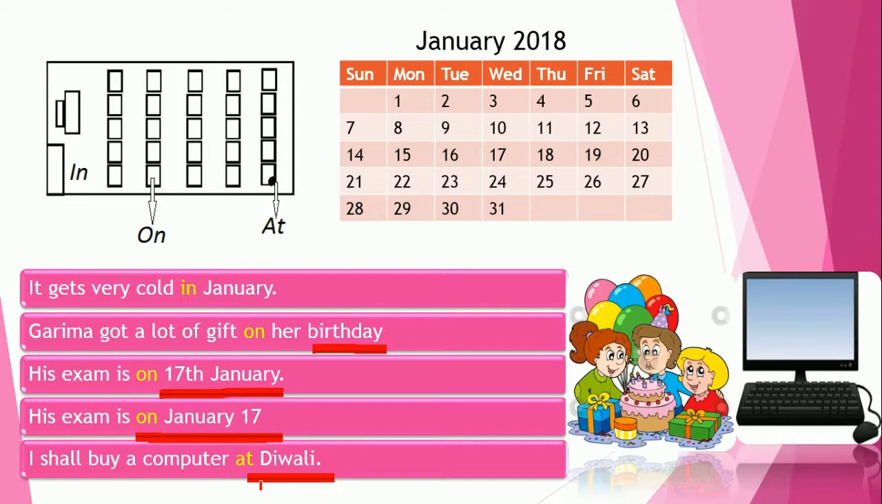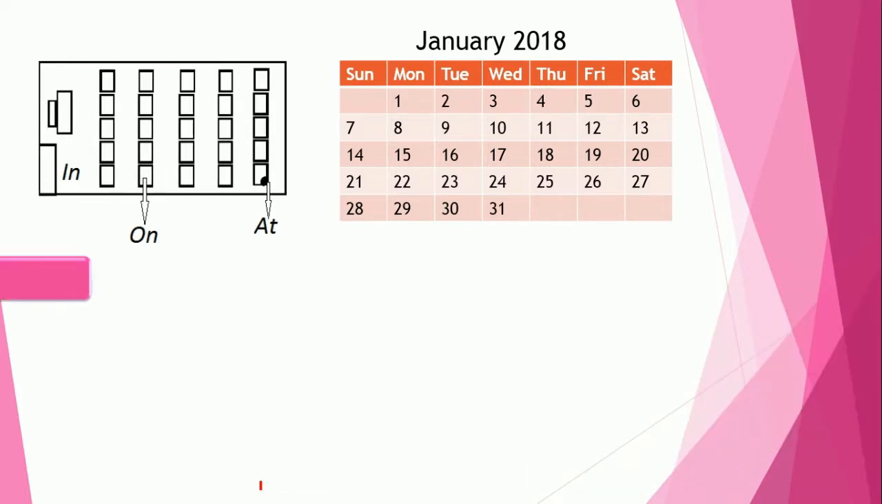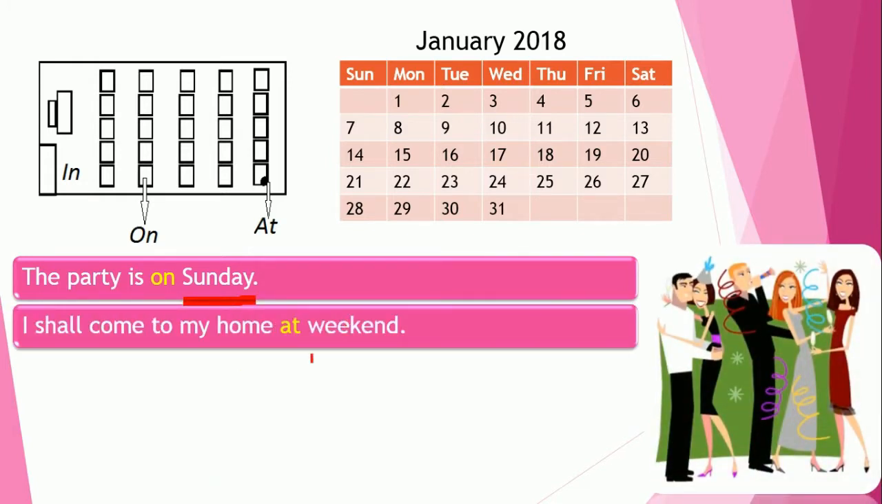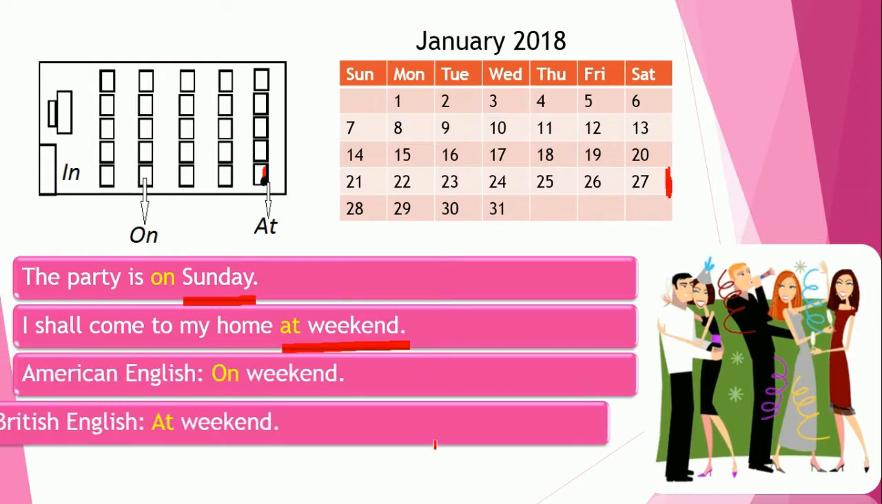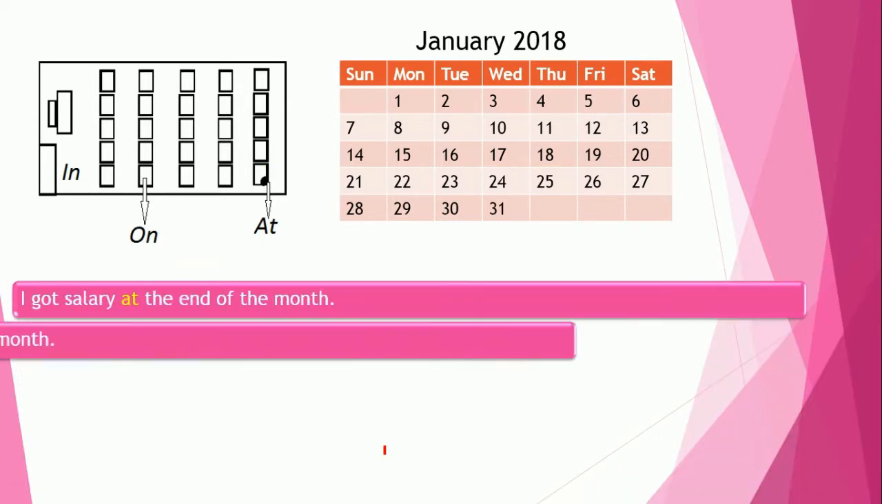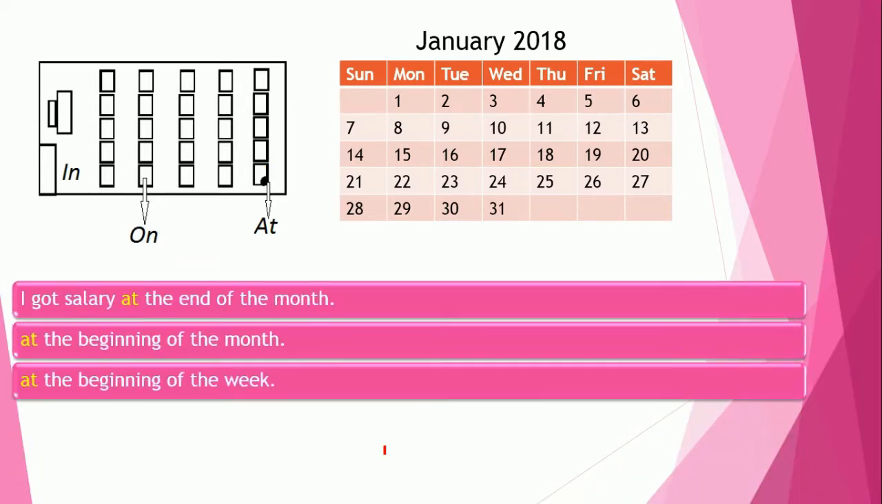Similarly, the party is on Sunday. Here on is placed because Sunday is a particular day. Next, I shall come to my home at weekend. Here before weekend at is placed because, look at the calendar, weekend means the end of the week, just like a point of the bench. But according to American English, on is placed here because they consider it like a particular day. But we have to use the preposition at in case of any exam because we follow British English, but no problem in spoken. Similarly, at is used before the end of the month, the beginning of the month, the beginning of the week, etc.